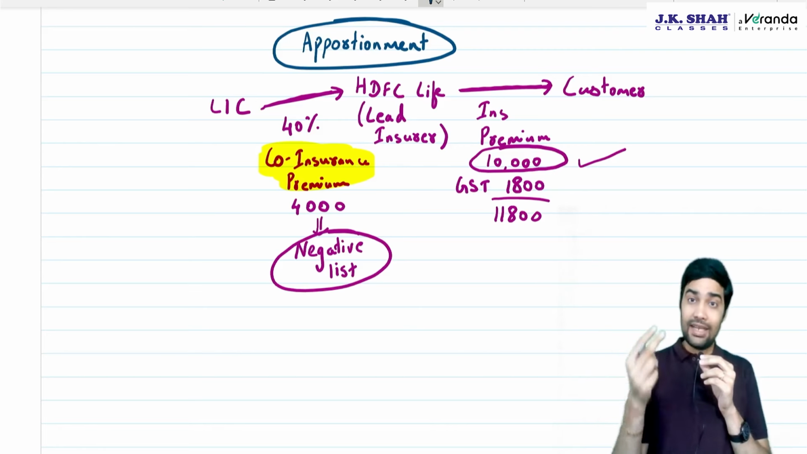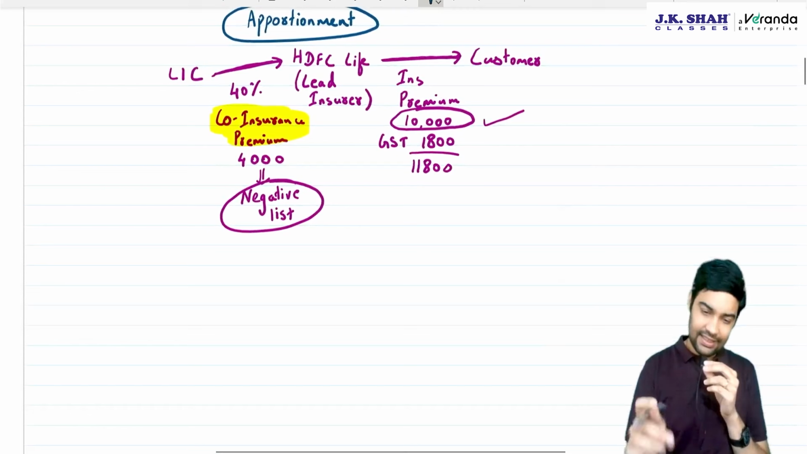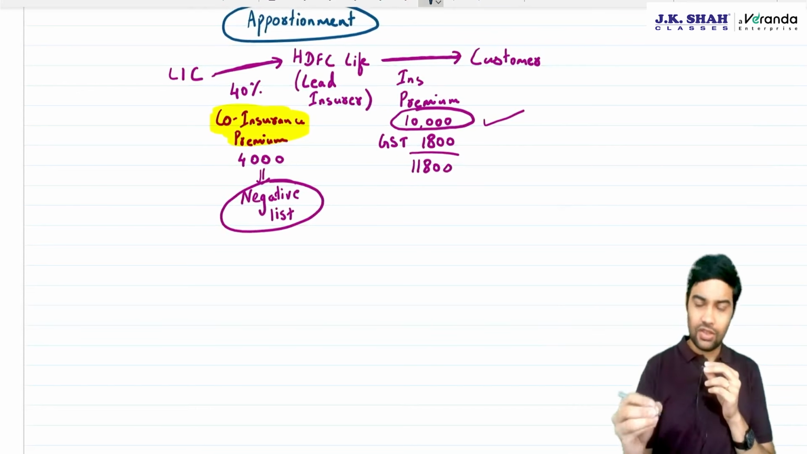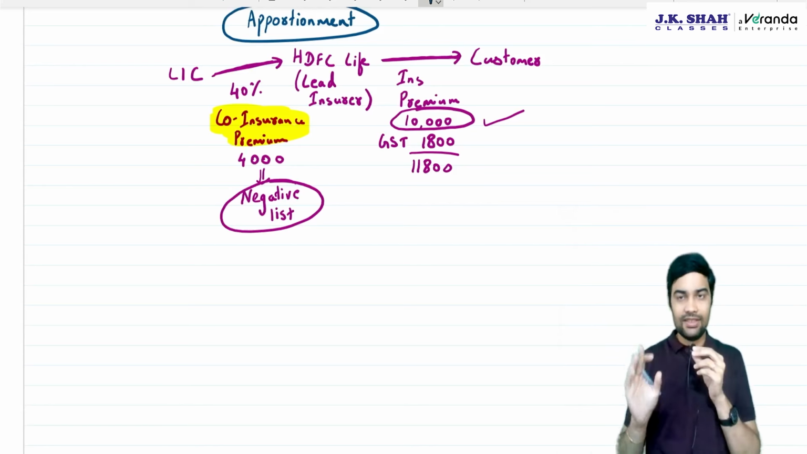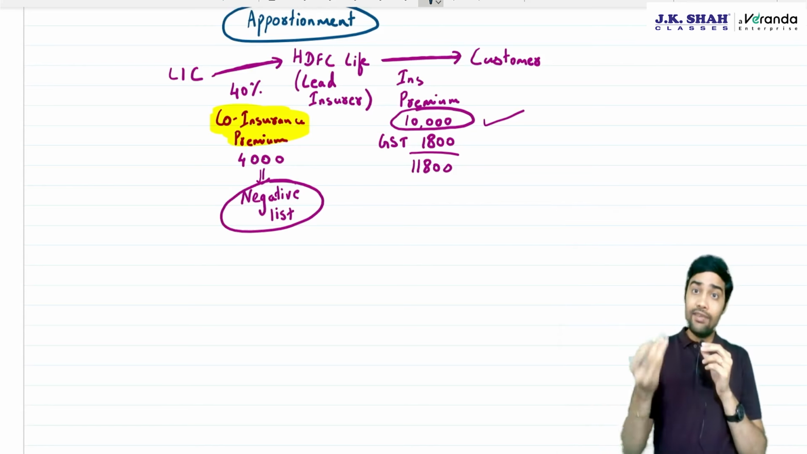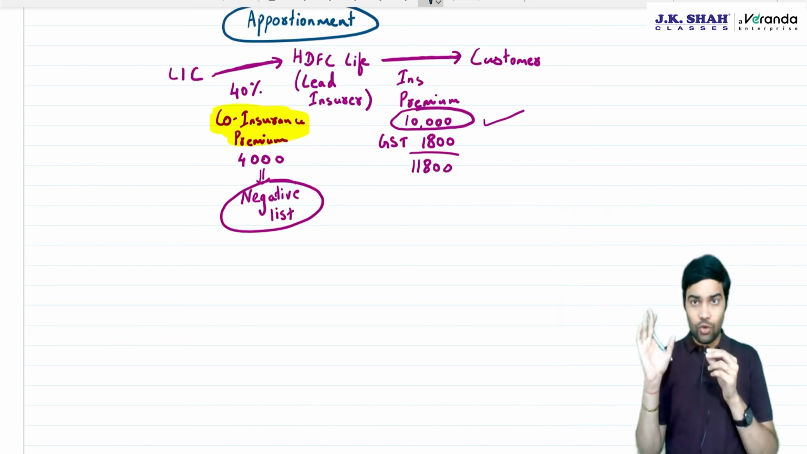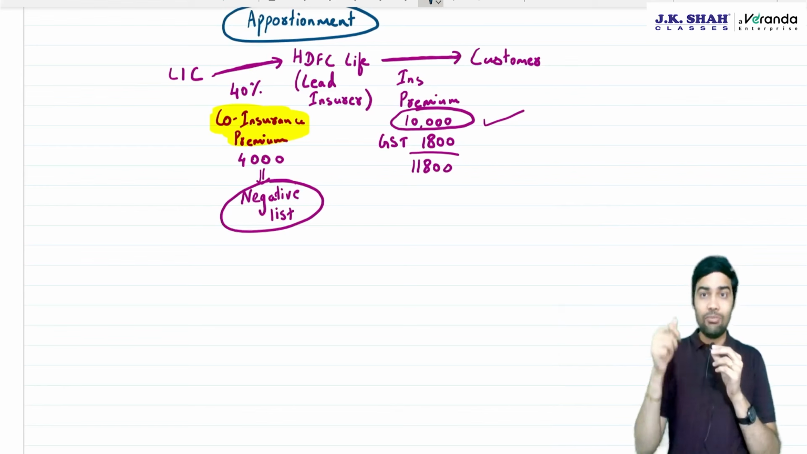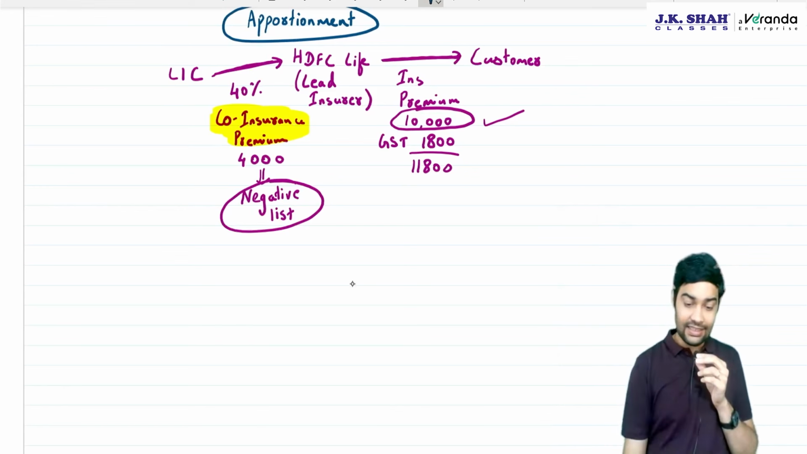Now you need to be smart in the second one because second one is slightly different. See, co-insurance, there is a predefined agreement that this much money will be shared between LIC and HDFC Life. It is agreed even before the policy is being sold. That's the speciality of co-insurance. The other type of arrangement which is there in insurance industry is reinsurance. Now let me explain you what happens in reinsurance.